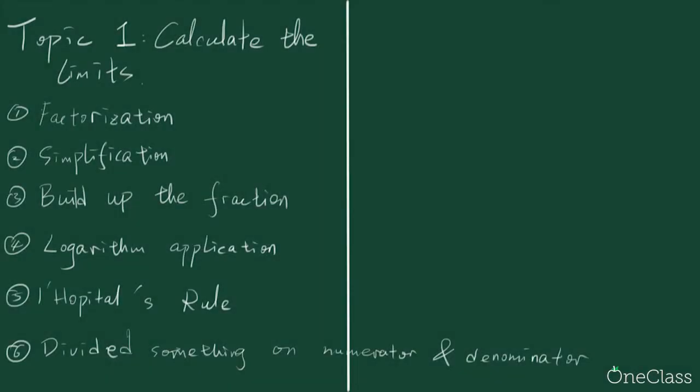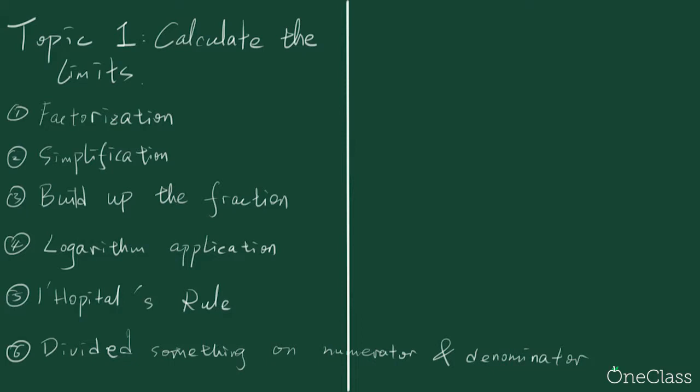So for the first topic, I want to introduce several methods to calculate the limits. There are six basic methods to calculate the limits. First one is factorization, second one simplification, third one build up the fraction, fourth logarithm application, the fifth L'Hopital's rule, the sixth divided something numerator and denominator. So later, I will use these six methods to solve six past exam questions.